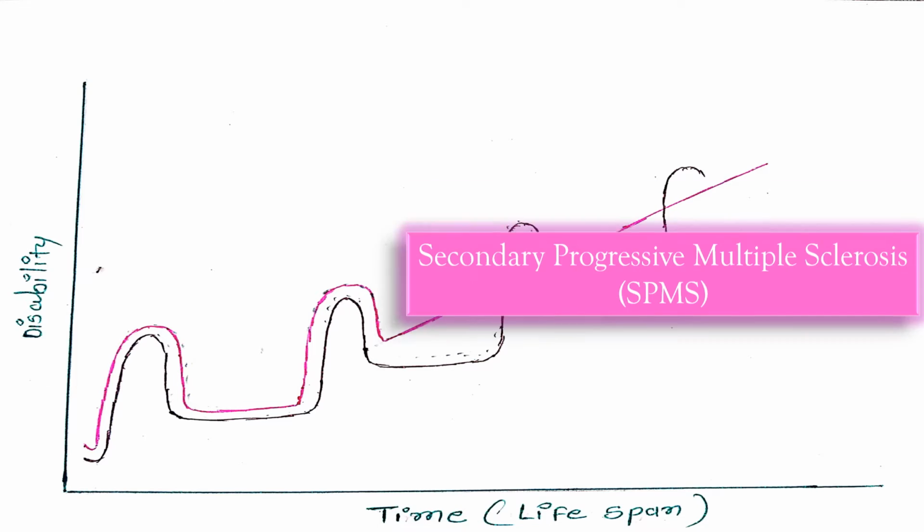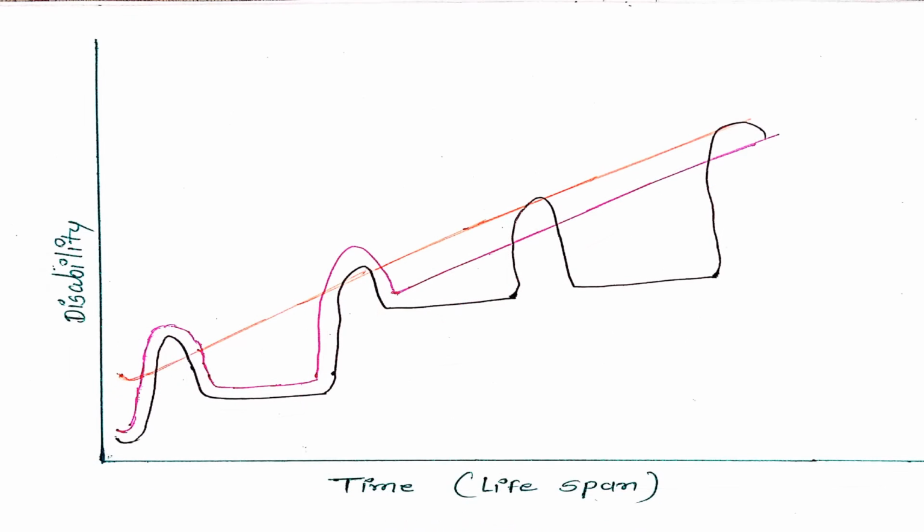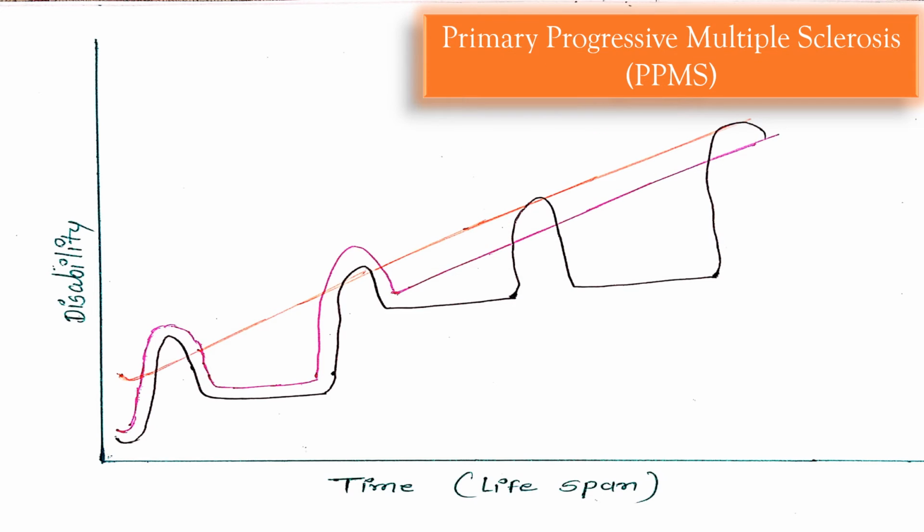Now, the second type is called secondary progressive multiple sclerosis, or SPMS, which is initially similar to the relapsing remitting type, but over time the immune attacks become constant, which causes steady progression of disabilities. The third type is primary progressive multiple sclerosis, or PPMS, which is basically one constant attack on myelin, which causes steady progression of disability over a person's lifetime.